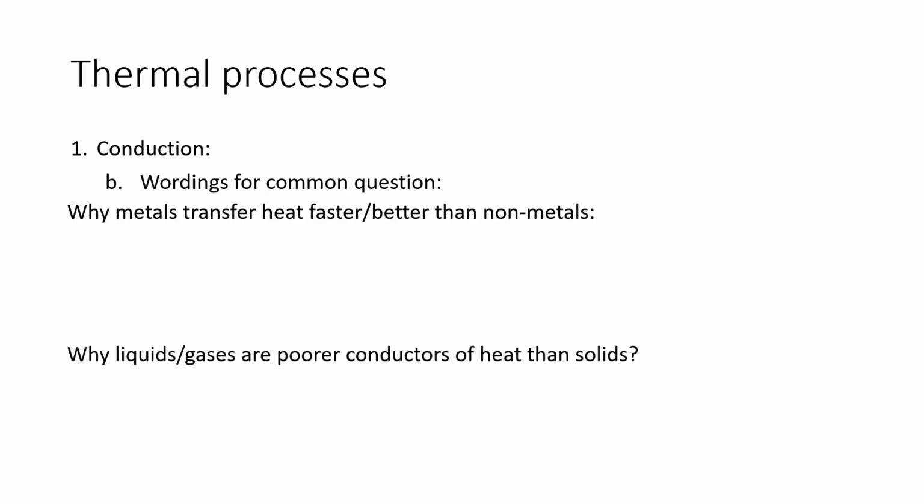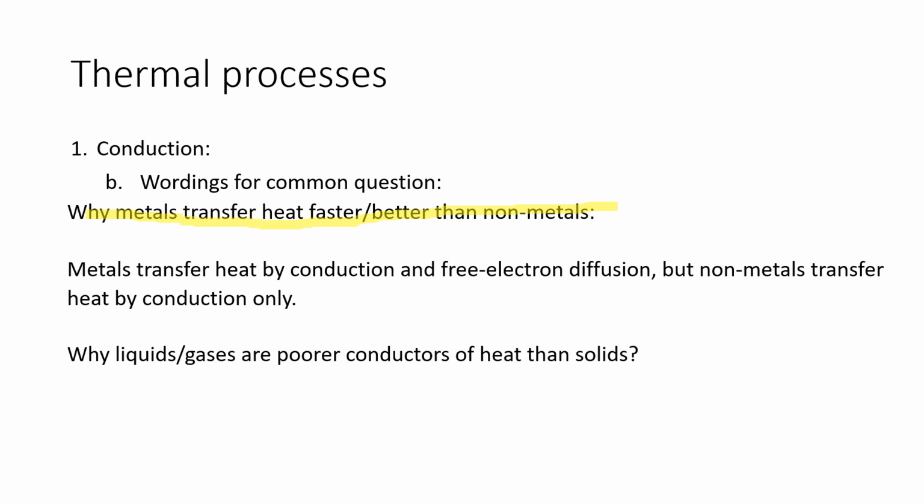Now, the common questions that come out, in addition to asking for the wordings in the previous slide, is this: why do metals transfer heat faster or better than non-metals? With that, you can explain that metals transfer heat by conduction and free electron diffusion, which are the two methods mentioned just now, while non-metals transfer heat by conduction only. So you need to write this sentence down to get used to it. They are commonly asked for 1 to 2 marks.